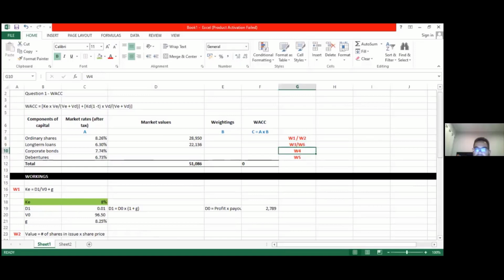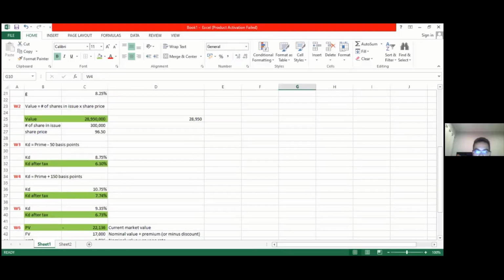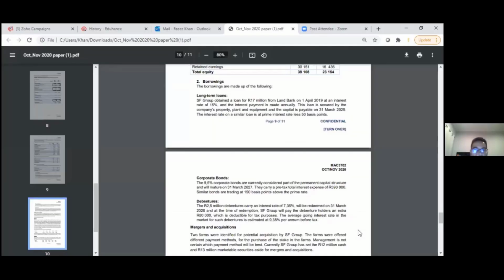Now I'm going to go to corporate bonds. I'm going to share that thing again with you now. So now I'm going to share this with you. Corporate bonds, they're saying the corporate bonds are currently considered part of the permanent capital structure and will mature on 31 March 2027. They carry a pre-tax rate of 590. Okay. Before we can do corporate bonds, we need to do the debentures. So I'll show that to you now.